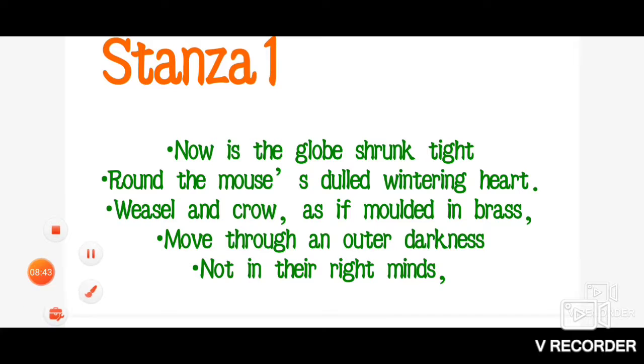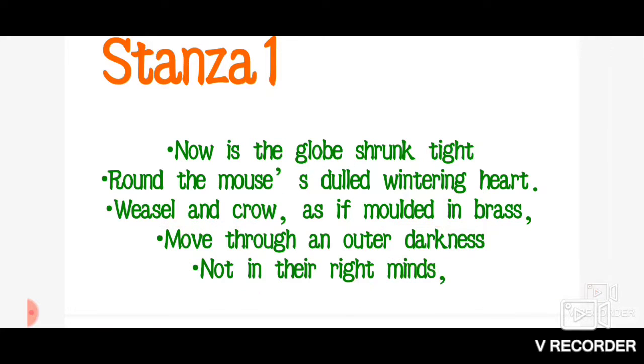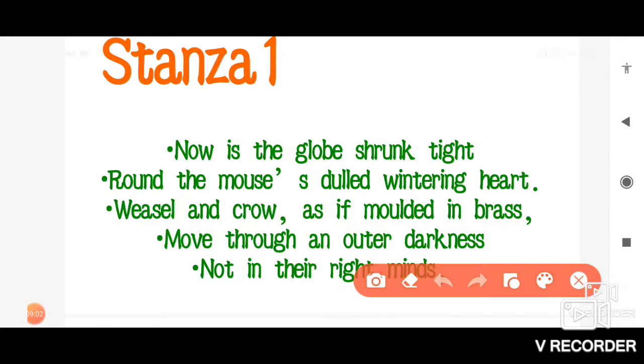Now the first stanza. Now is the globe shrunk tight round the mouse's dull wintering heart. Weasel and crow, as if molded in brass, move through an outer darkness, not in their right minds. Let's just understand the meaning of the first verse.